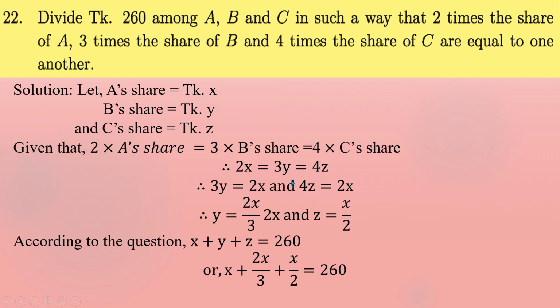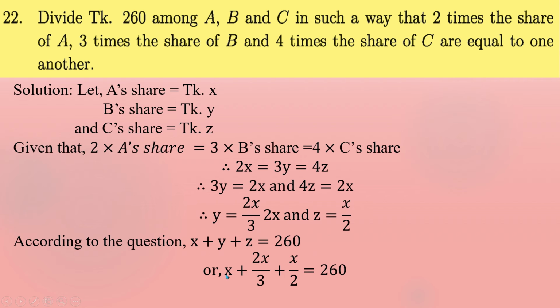But according to the question, their total share equals 260. That means x plus y plus z, that means A's share plus B's share plus C's share equals 260. So x plus y plus z equals 260. But y is equal to 2x by 3 and z is equal to x by 2. Here the LCM will be 6.